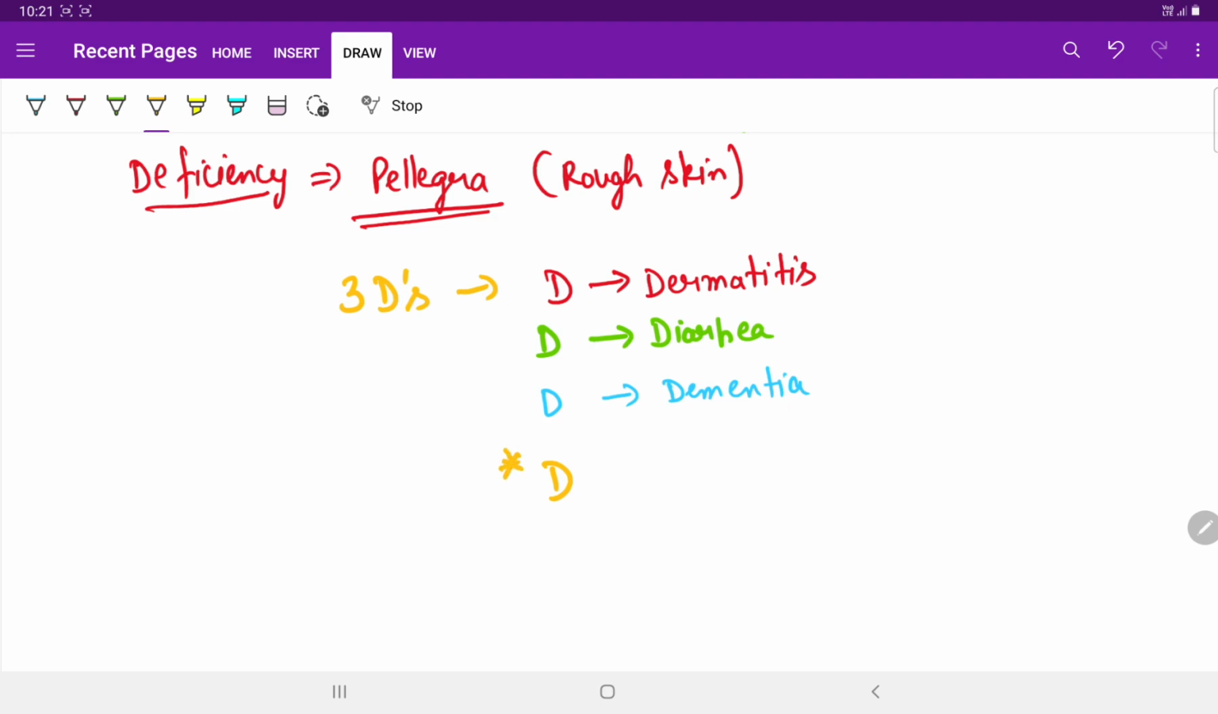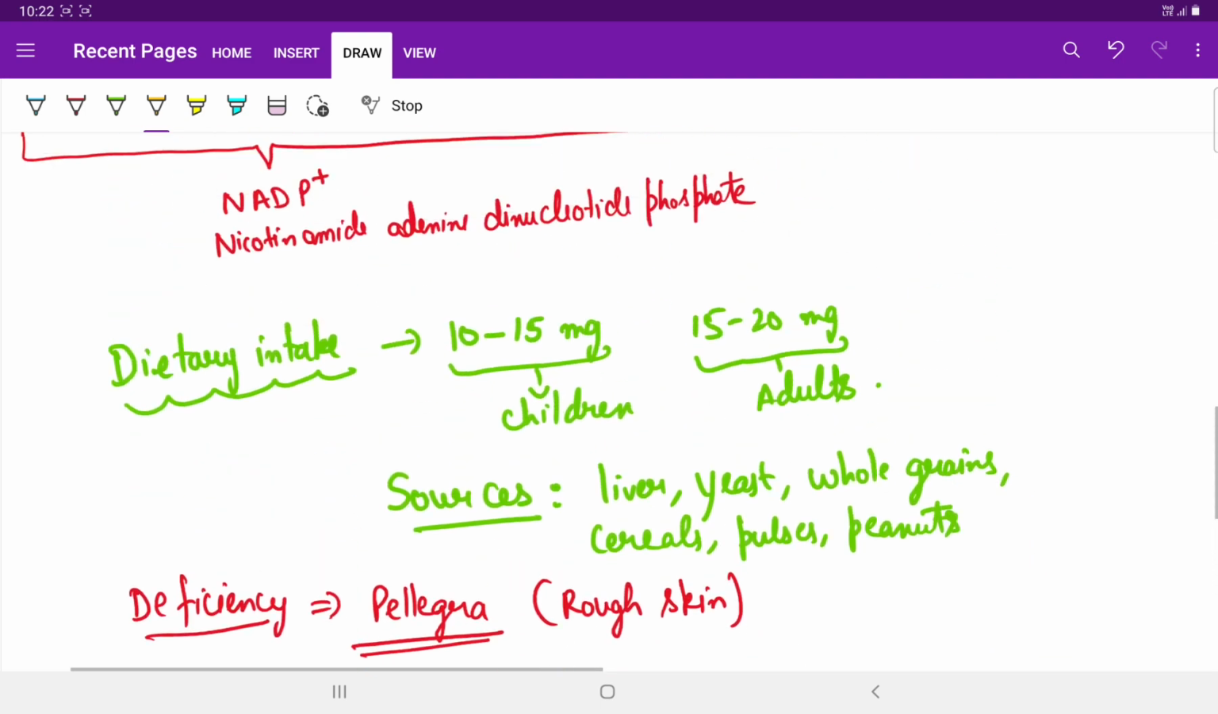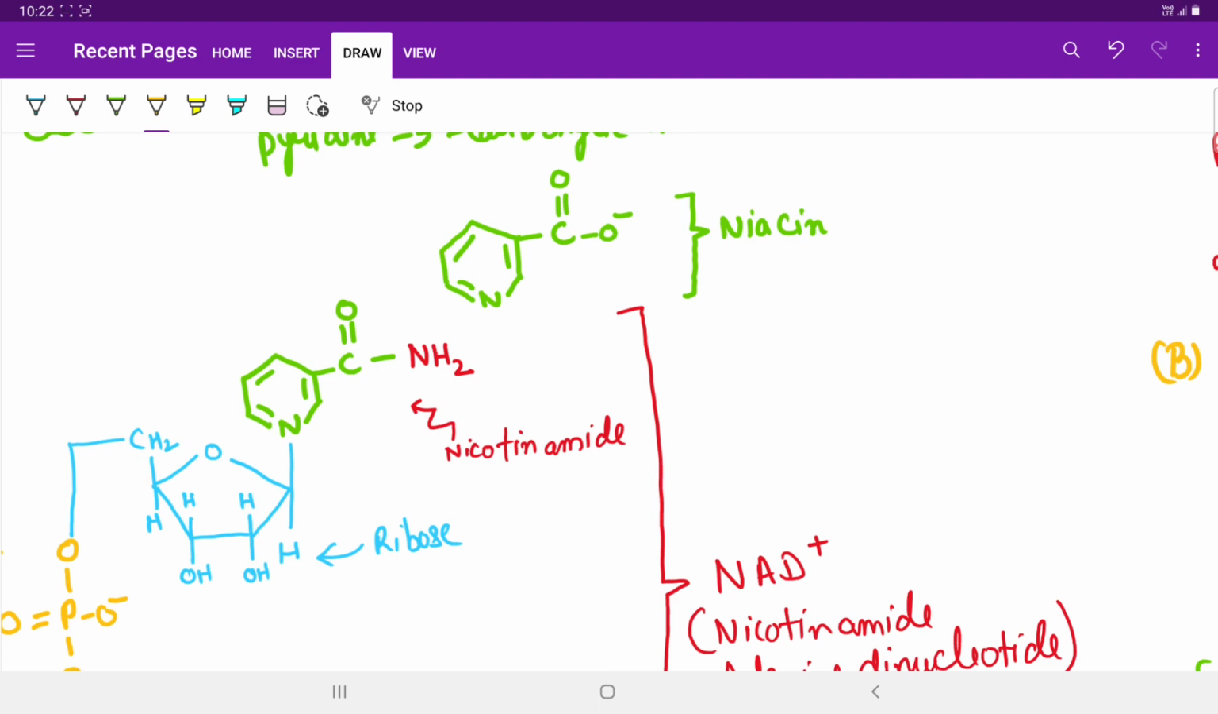So that is death if untreated. So if this situation is unchecked or untreated, it may lead to death also. So pellagra is most seen in people which are having the staple diet as corn or maize, because niacin is present in maize in unavailable form to the body as it is in a bound form, and moreover the tryptophan content is also low.